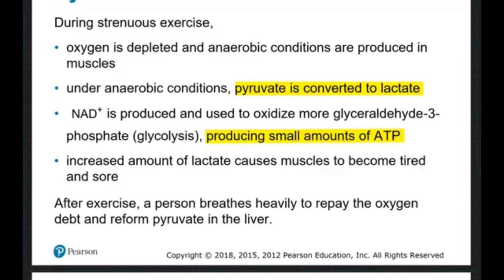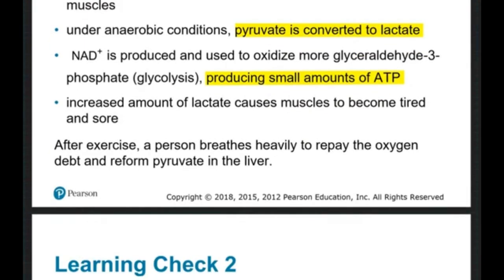Okay? Now, I must correct something here. I have studies. Lactate does not make your muscles sore or tired. It's a completely different mechanism. Lactate gives you a little bit of a burning sensation that you feel for about an hour after you got out of the gym. But then lactate is very quickly, look at this, converted to pyruvate in the liver. Okay?